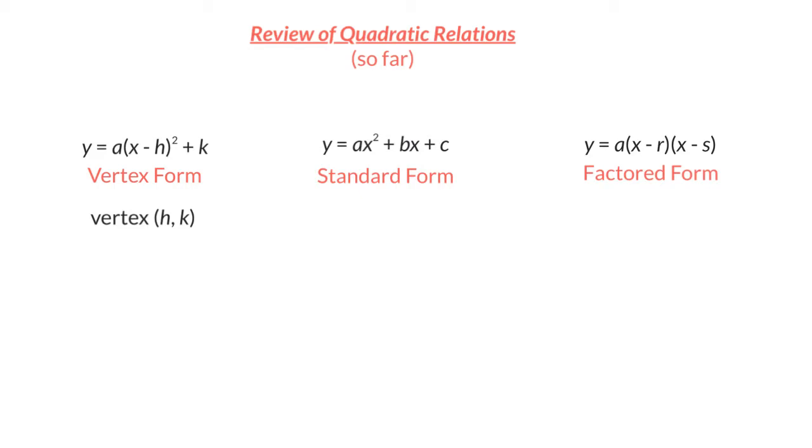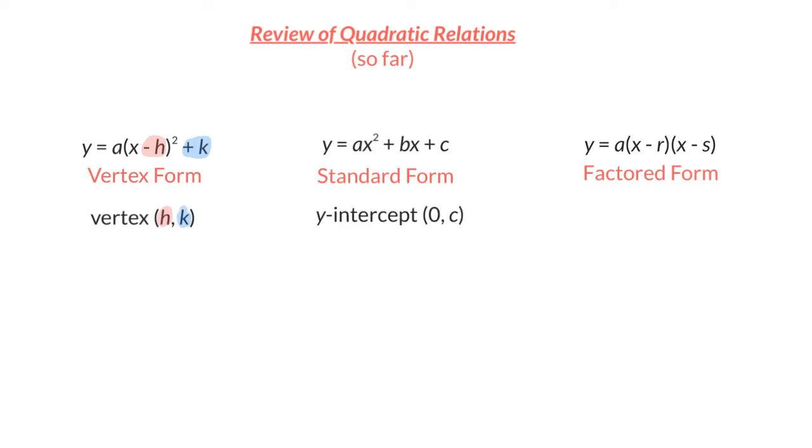So you have the vertex form showing you the coordinates of the vertex. Whatever number is in this position, where I have minus h, tells you that the x-coordinate of the vertex is h. And whatever number's in the k position tells you the y-coordinate of the vertex.